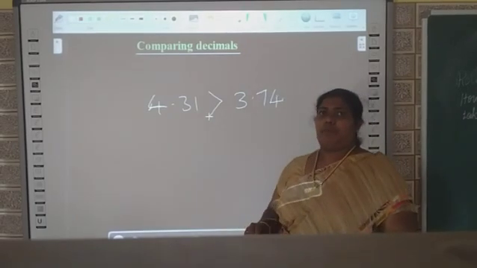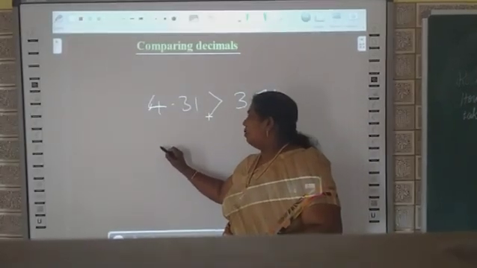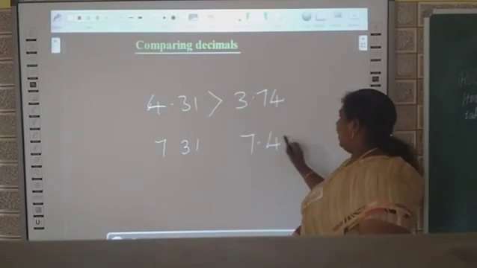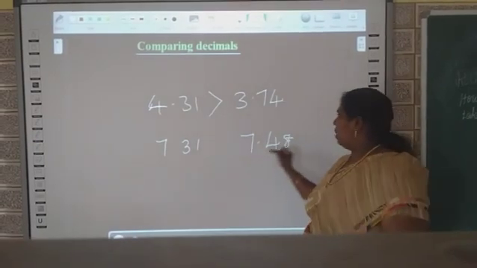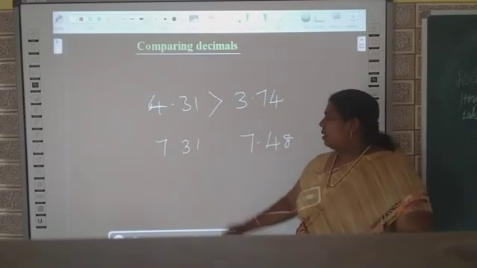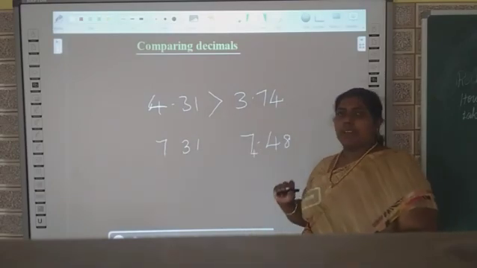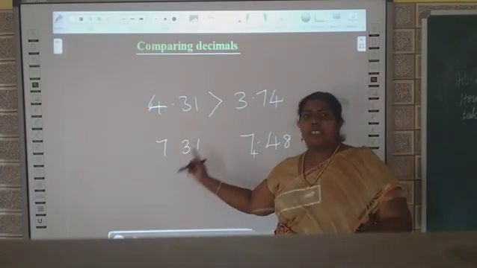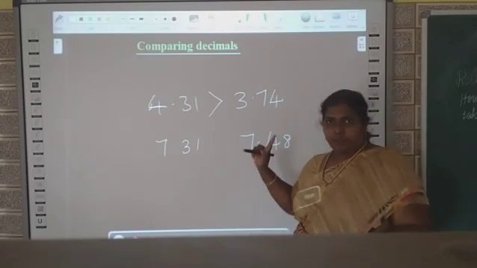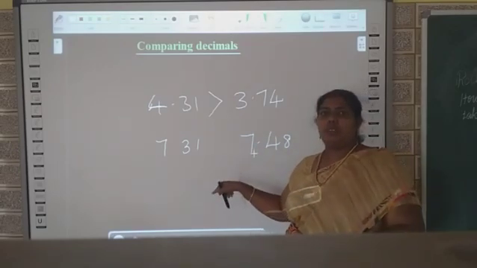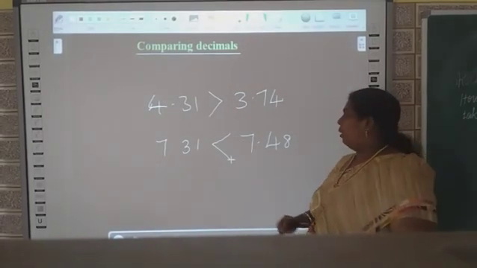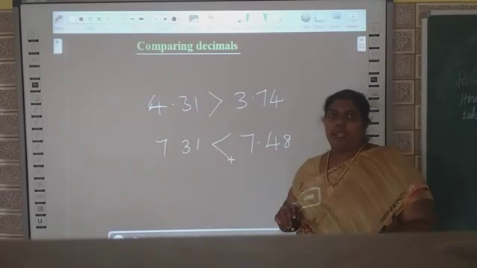Here 3.74. Now if the whole number is equal, for example, 7.31 and 7.48, you compare which is the greatest one. First you have to compare the whole number. Here 7, here 7. See, equal. Then after the decimal, you compare the tenths place. Here 3, here 4. Which is the greatest one? This is the greatest one. So here we have to use the less than symbol. Understand? 7.31 is less than 7.48.